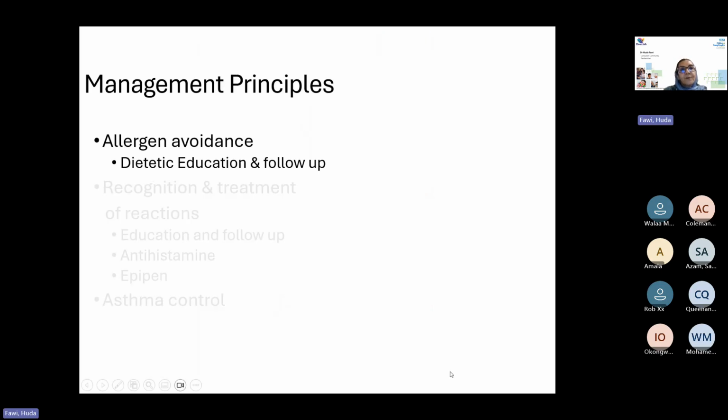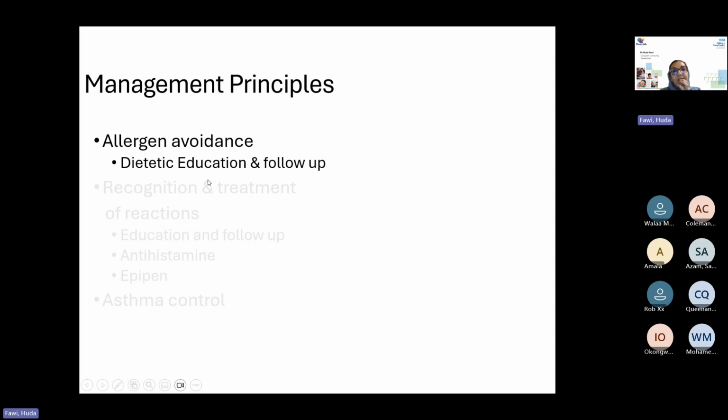Right, so the management principles in allergies: allergen avoidance, once you have identified what the allergen is. For aeroallergens, you give them leaflets about how to manage the allergen load. You cannot live in a bubble, so it is about decreasing the allergen load. For grass and trees, you give antihistamines in the season. For house dust mites, it's all year round, and as well, decreasing the allergen load as much as possible.